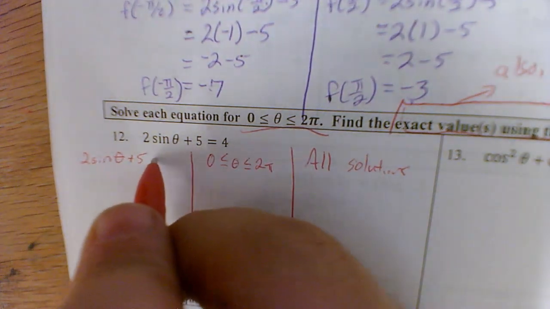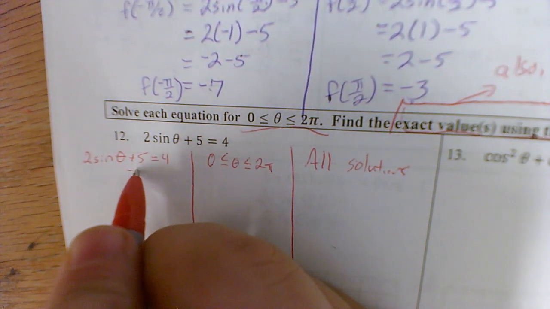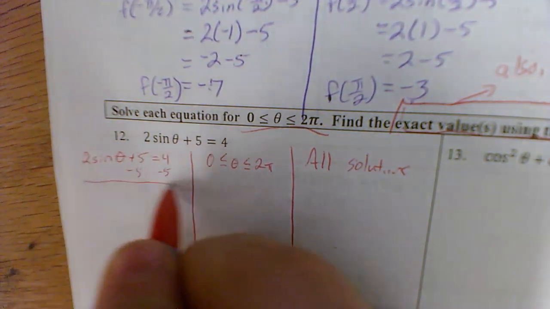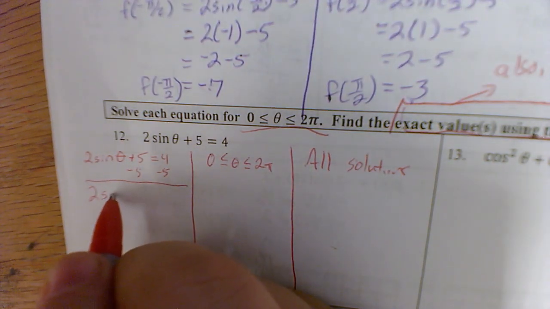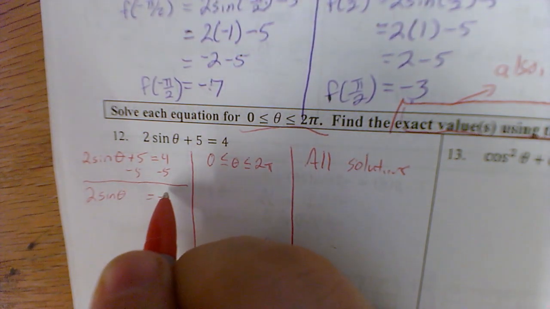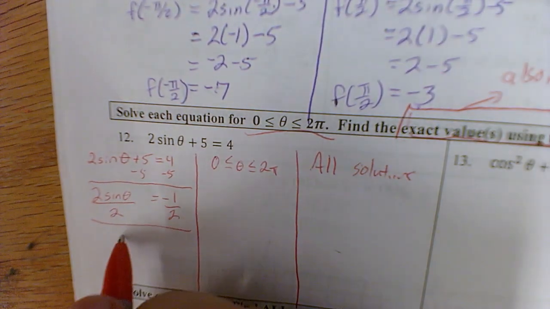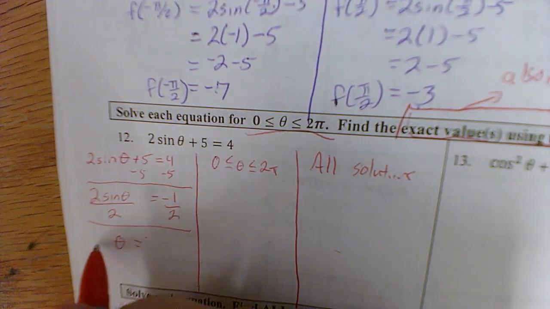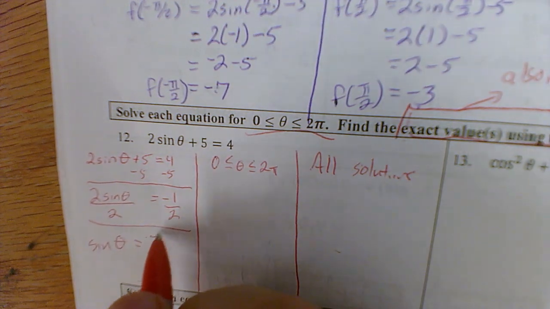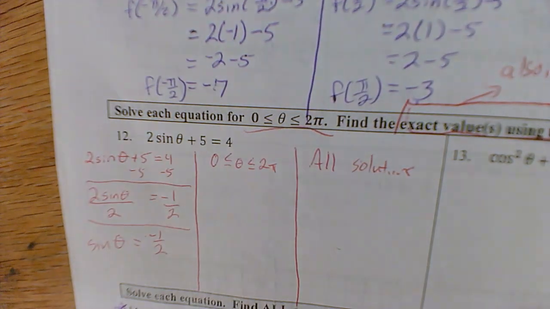2 sine theta plus 5 is equal to 4. We'll subtract 5, and you'll be left with 2 sine of theta is equal to negative 1. Divide both sides by 2, and we'll have sine of theta is equal to negative 1/2. So what does this mean for us?